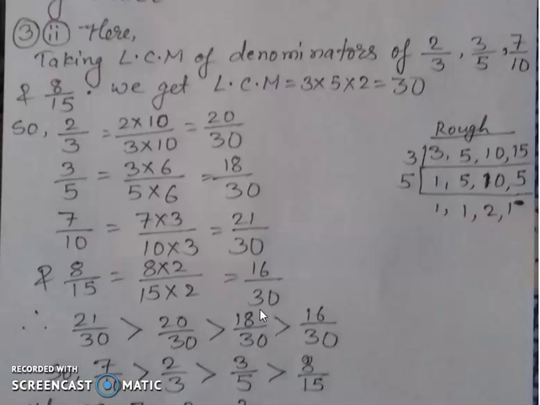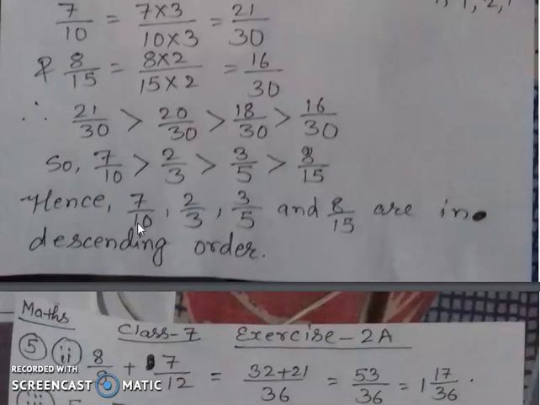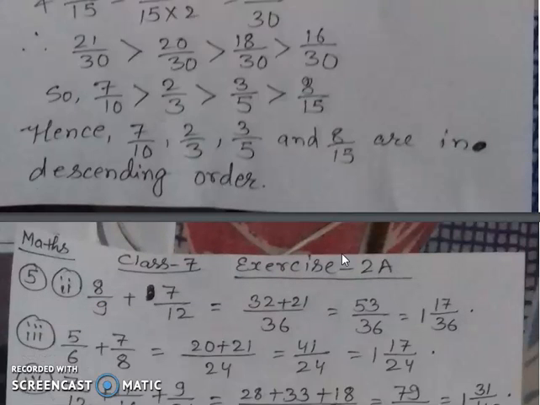And is greater than 18 by 30. So 18 by 30 is what? 3 by 5. So it's greater than 3 by 5. And 16 by 30, that is 8 by 15. So greater than 8 by 15. On the basis of that, I wrote at last: hence 7 by 10, 2 by 3, 3 by 5, and 8 by 15 are in descending order.